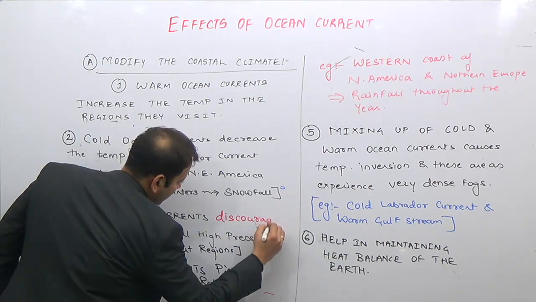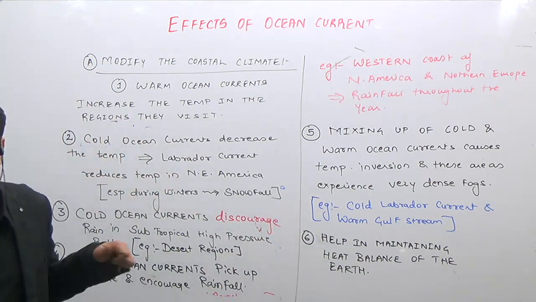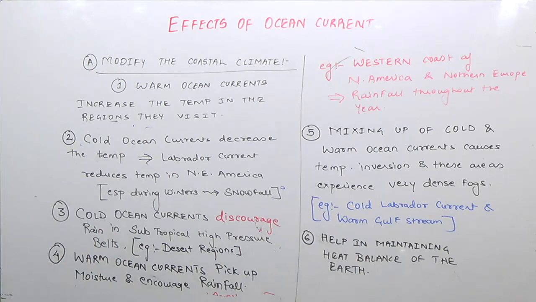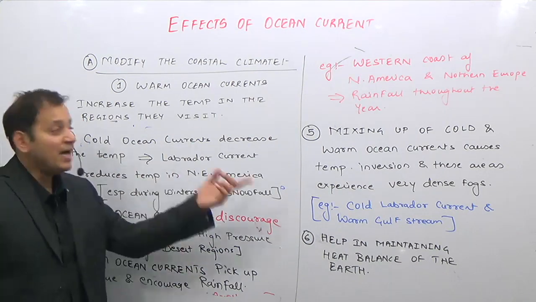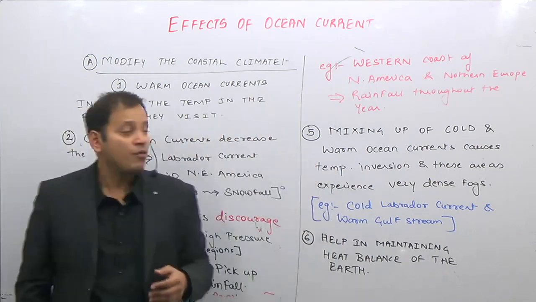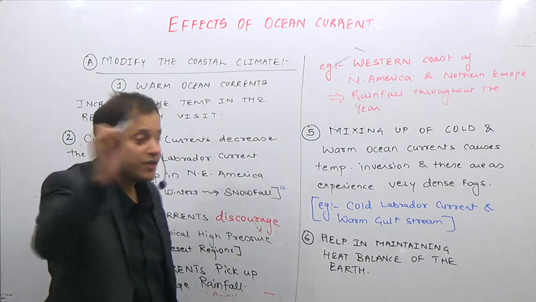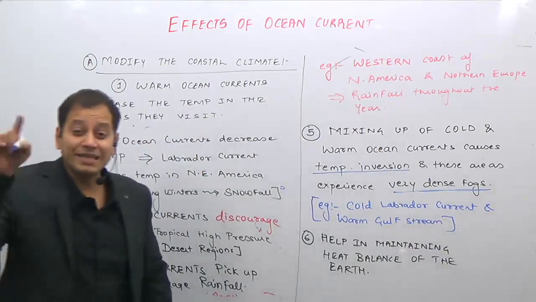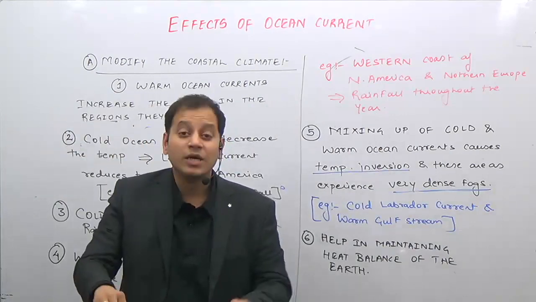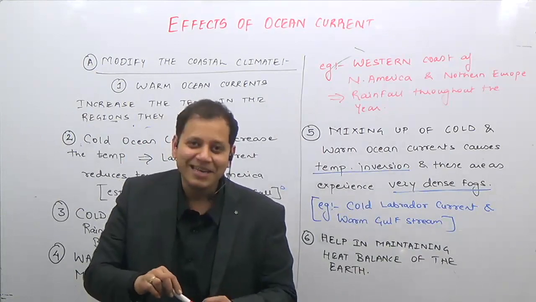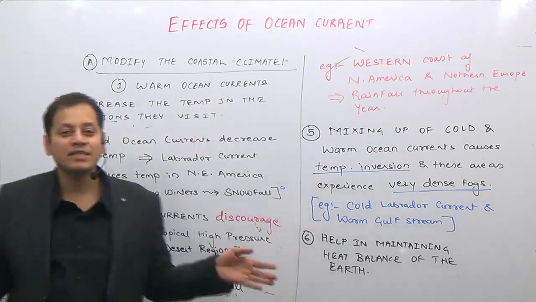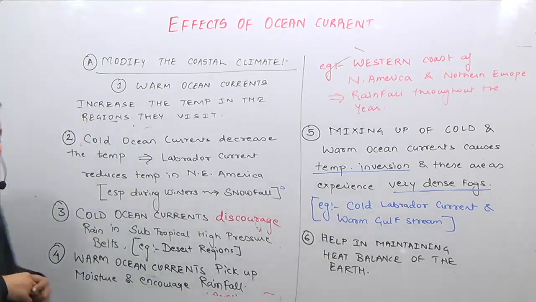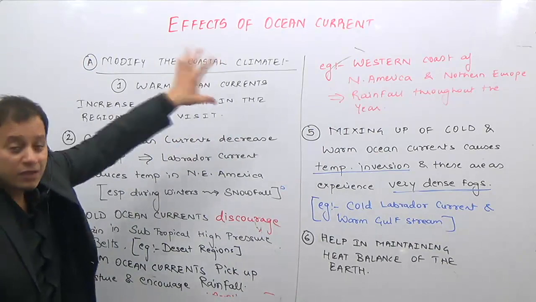They discourage the rainfall, and therefore in the tropical high pressure belts, especially surrounding the desert regions, there is very little rainfall. Warm ocean currents in fact encourage rainfall by picking up moisture. Examples are the western coast of North America and northern Europe. The mixing up of cold and warm ocean currents causes temperature inversion. Underline in your answer the temperature inversion causing extremely dense fog. In fact, remember, the densest fogs in the world are caused in the regions where there is a mixing up of warm and cold ocean currents. Remember the Titanic accident, the movie Titanic. And they help in maintaining the heat balance of the earth. So this is how they modify the climate.